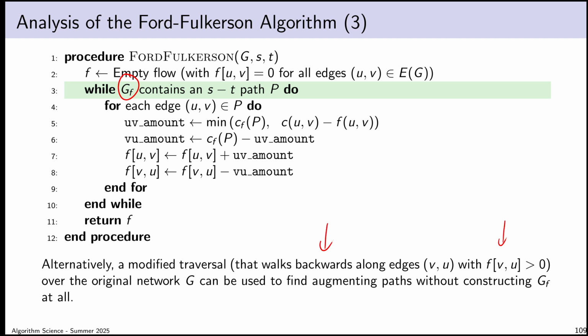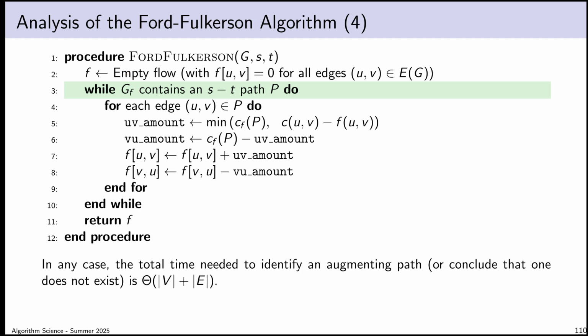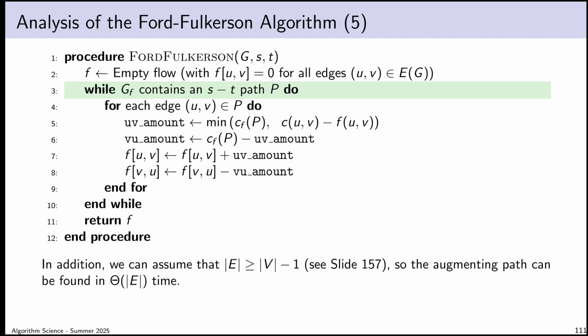But generally, I tend to use an implicit approach. In any event, the total time I need to identify an augmenting path or to decide that there is no augmenting path is linear in the number of vertices and edges. And also, I am allowed to assume that the number of edges is greater than or equal to the number of vertices minus 1.